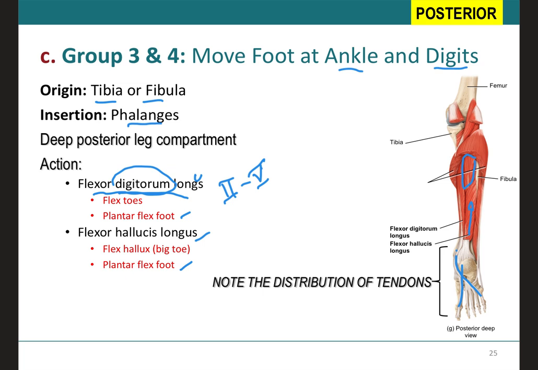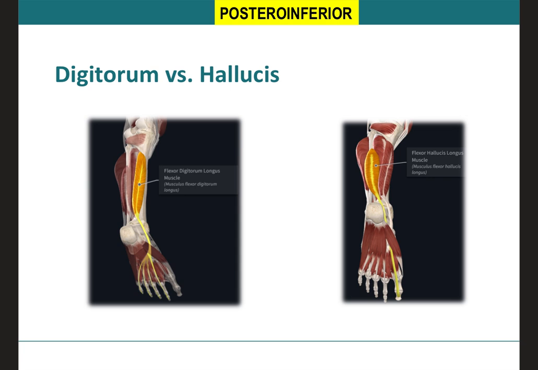Now let's look at these muscles in the next slide because they are a little bit confusing with regards to how they are positioned in our body. So it would make sense that the flexor hallucis longus that's going to the big toe would be located more medial, but that's not the case. Notice how the flexor hallucis longus is actually located more lateral compared to the flexor digitorum longus.